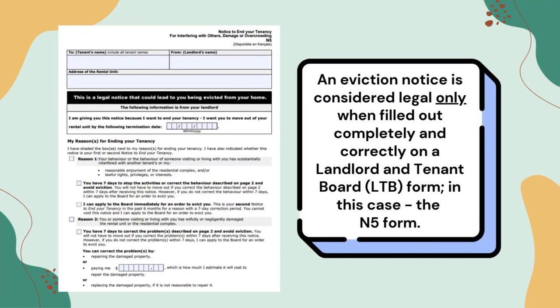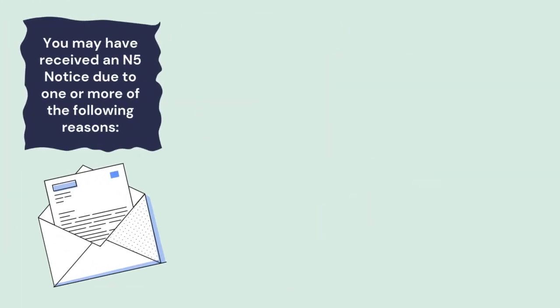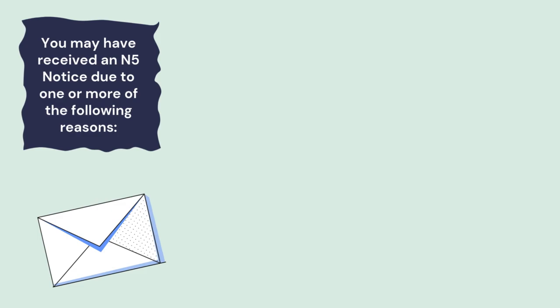An eviction notice is considered legal only when filled out completely and correctly on a Landlord and Tenant Board form, in this case, the N5 form. You may have received an N5 notice due to one or more of the following reasons.